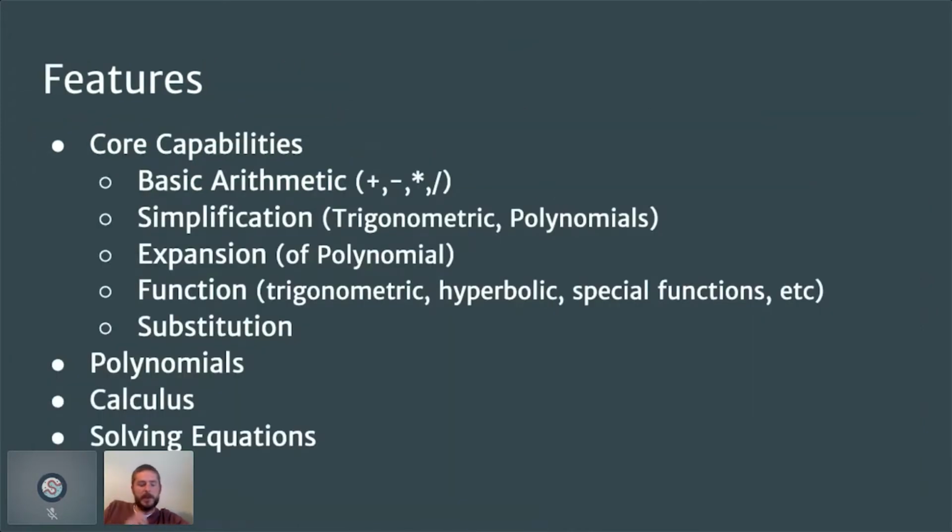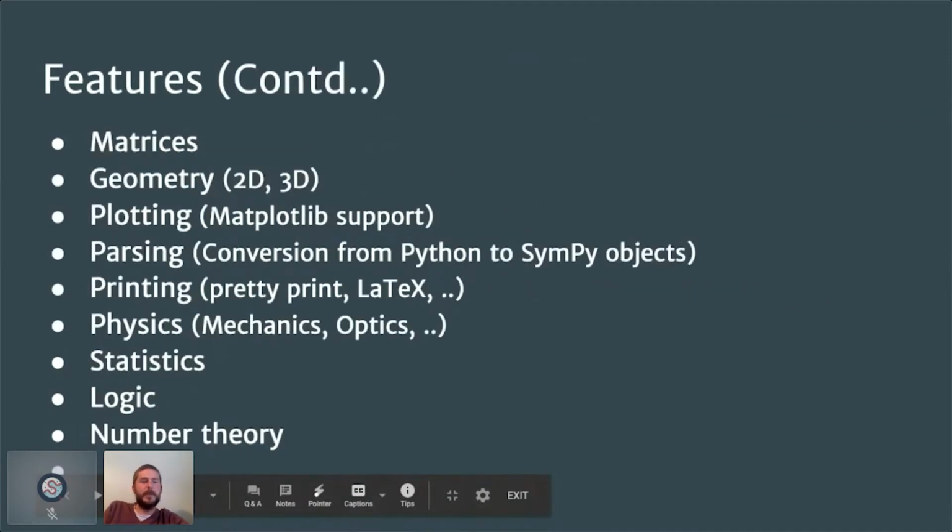So the core capabilities that we have in SciPy: basic arithmetic, simplification, trigonometry, polynomials, all kinds of manipulations with polynomials and other things. And also the big ones at the bottom here, calculus and solving equations. This is one of the big things that people like to use SciPy for. And then many more things here, matrices, plotting, and so on.